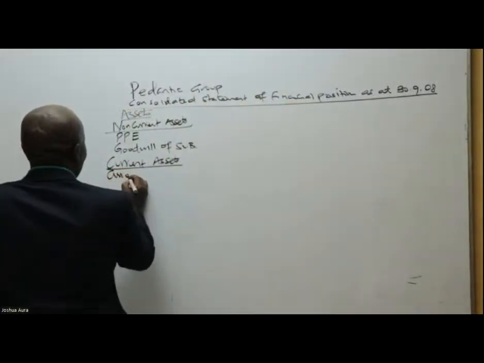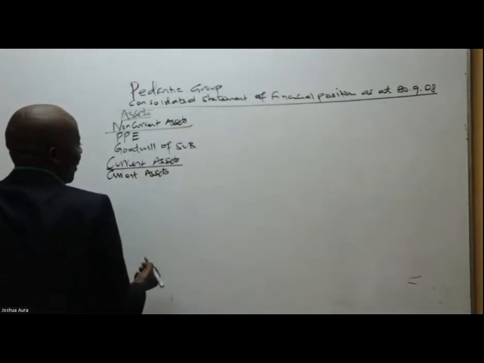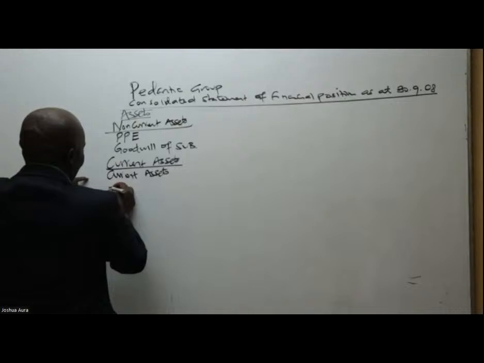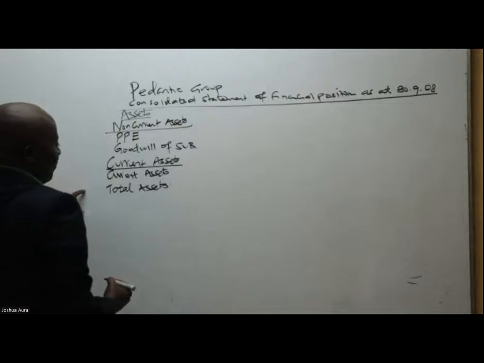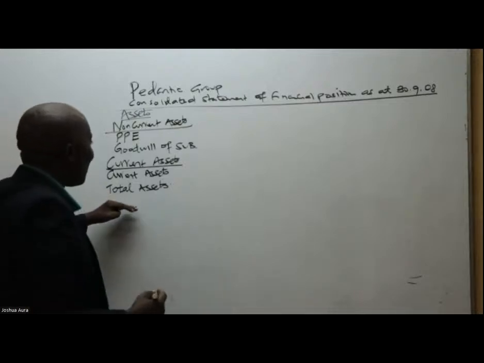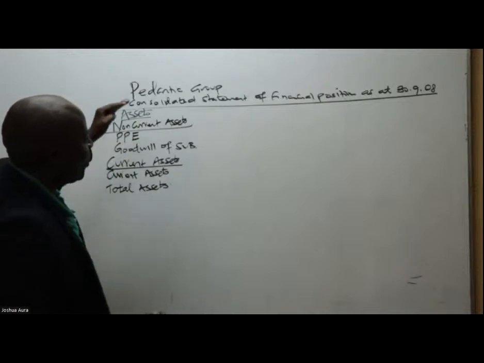I will come and say current who? Current assets, like that. Great. And then, of course, I'll leave some space. You must keep on leaving space, remember. Some space here for total who? Total assets. So that's one part of the balance sheet, one part of the statement of financial position.